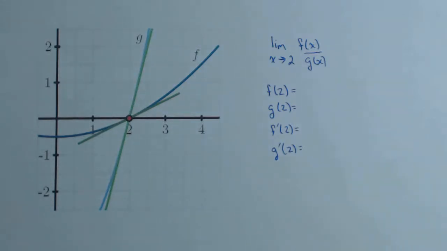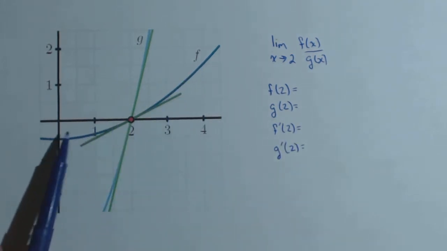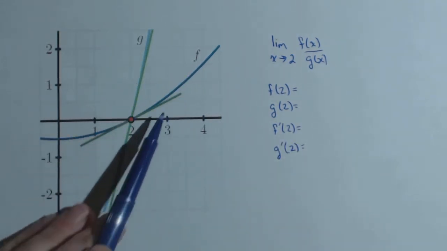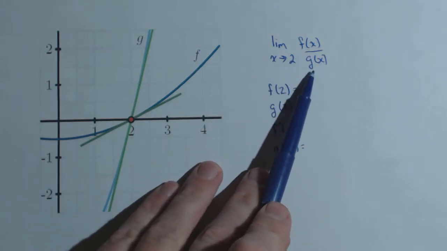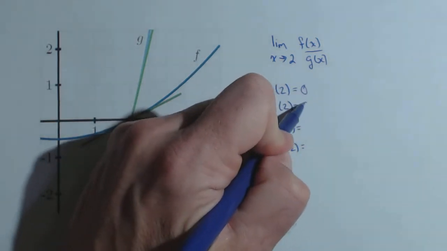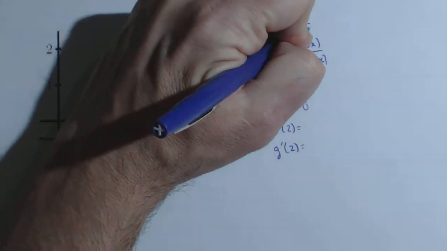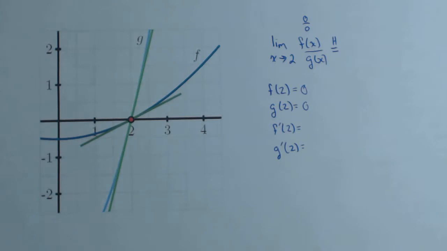In this video, we're going to reason graphically to determine some limits. So the first one we're going to look at is we have our functions f and g along with their tangent lines on this plot. And we want to compute the limit as x goes to 2 of f of x over g of x. Well, first thing we notice is that f of 2 and g of 2 are both 0. So that makes this a 0 over 0 case and thus eligible for L'Hopital's rule.